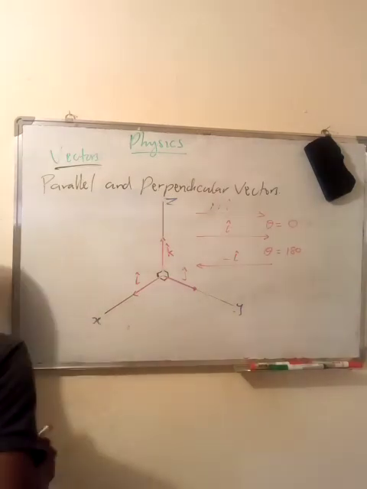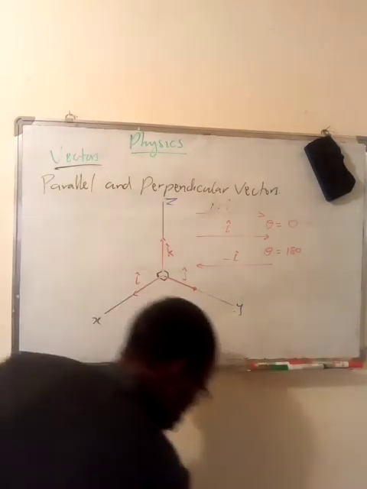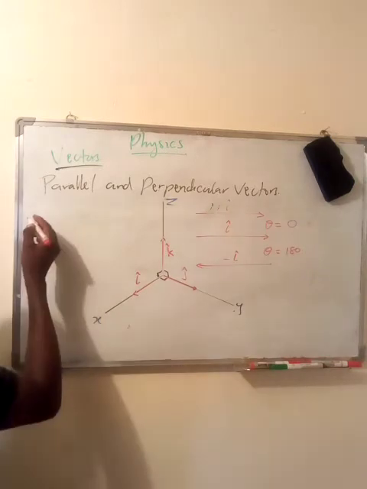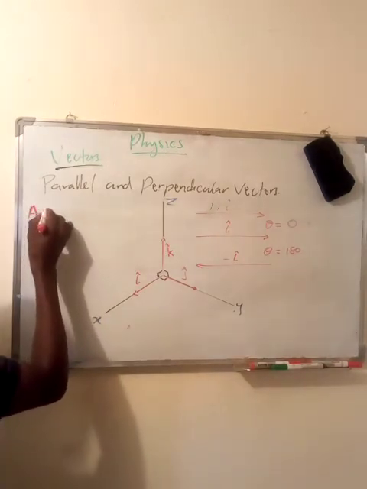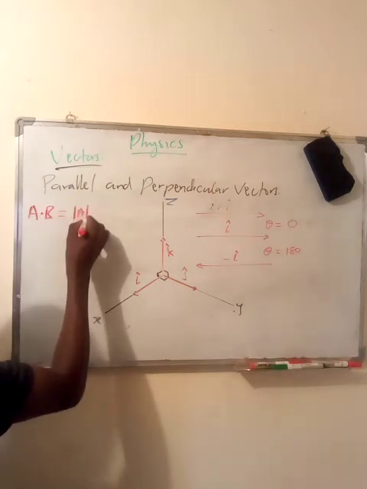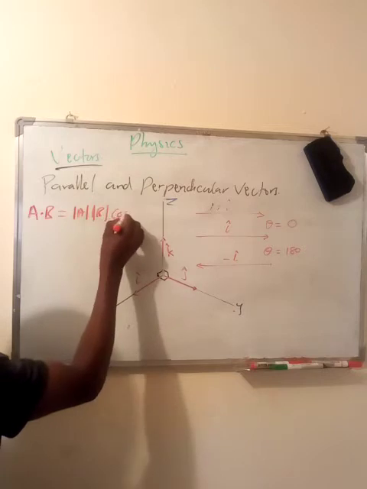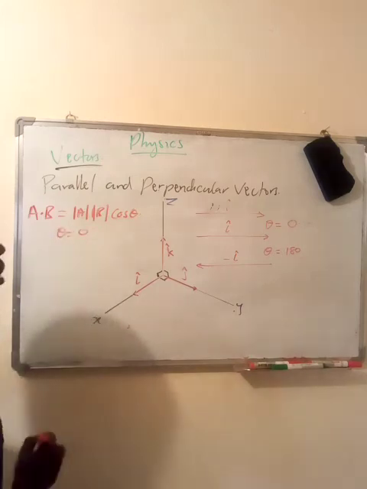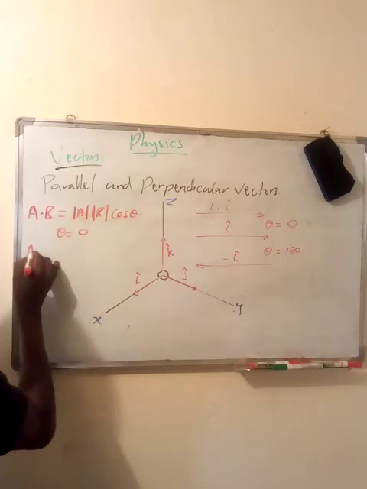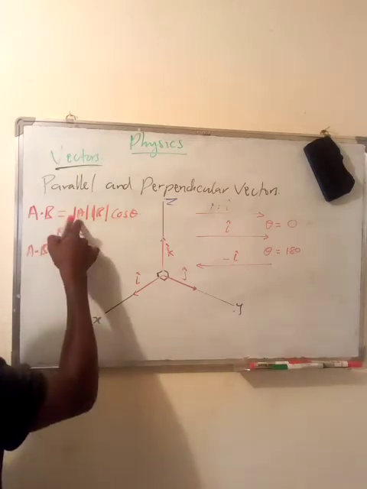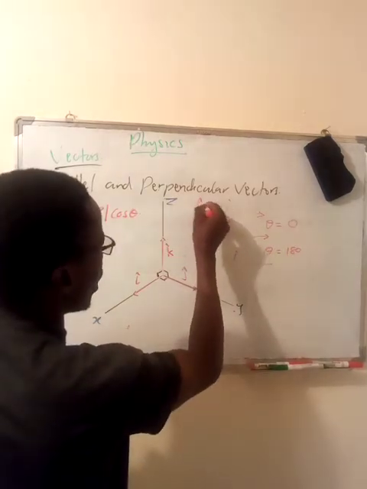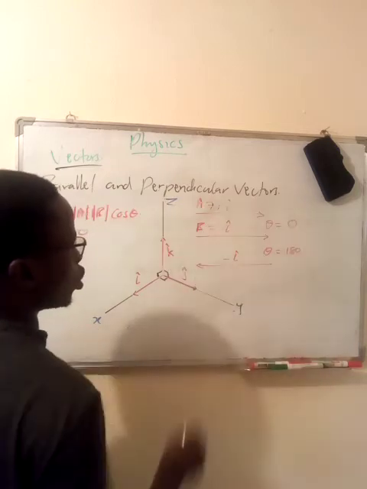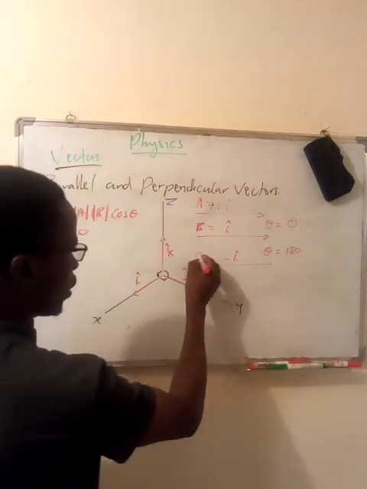Now, we know that these are unit vectors. Their magnitude is 1. So we're going to have 1 multiplied by 1 times cos 0. Cos 0 is going to give you a 1. So this is now 1 by 1 by 1. And for 180 degrees, cos 180 degrees is also going to give us the same thing. Cos 180 degrees is negative 1, but the negative doesn't matter. What we're interested in is the magnitude.